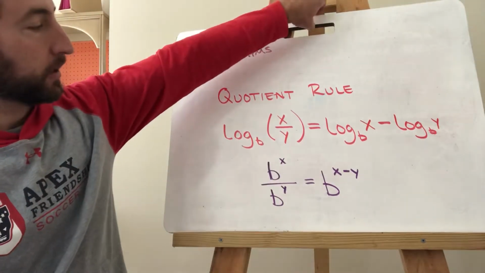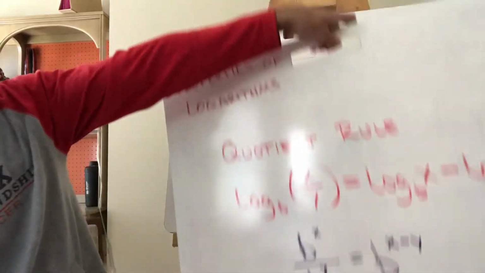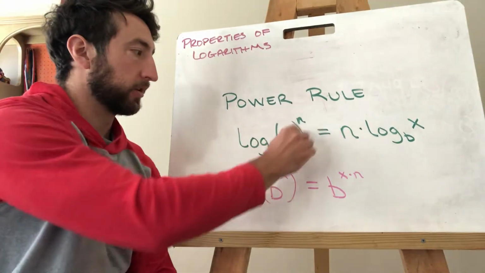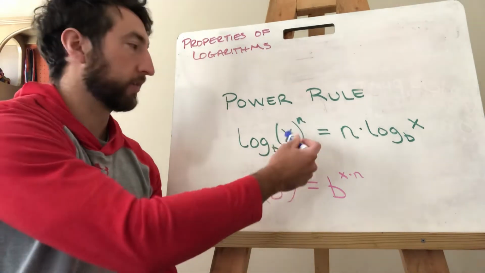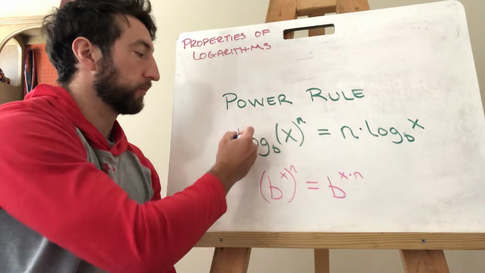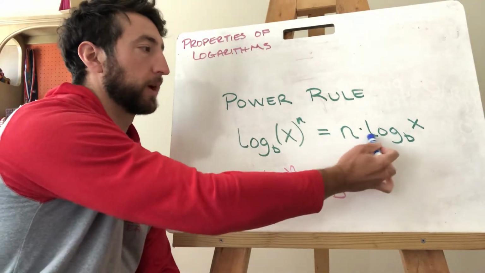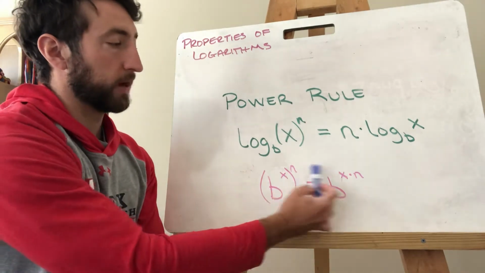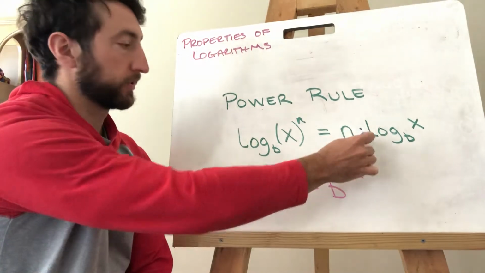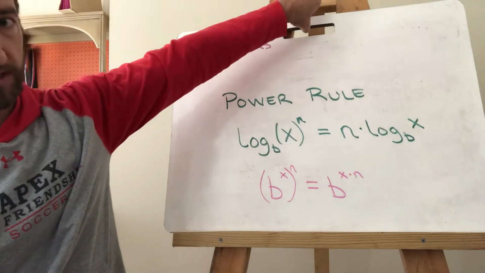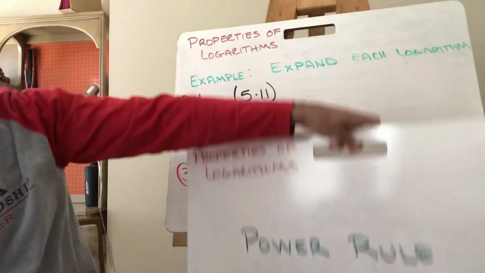And then the last one is our power rule. So if we have an exponent on a variable or a number, whatever it is, what we're allowed to do is this exponent moves out in front of our variable and we multiply by it. So it's very similar to if I have a power raised to a power, it just becomes multiplication. So same thing. All of these things are related to exponent rules. So let's do some examples.